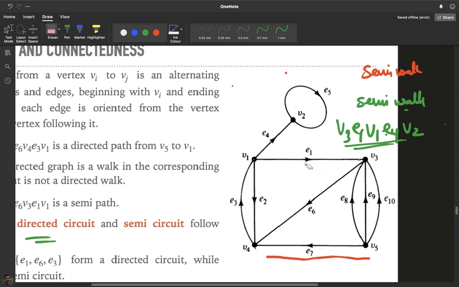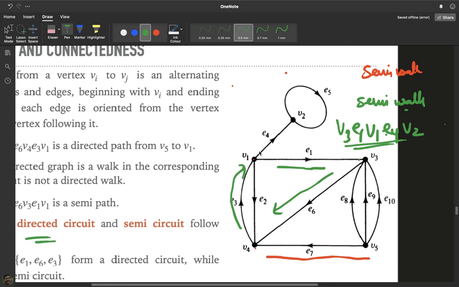Okay, look at these edges. I'm starting from E1, you go through E1, you come back at E6, and then you go back to E3. So this is actually a circuit now with no repeated edges. You start from V1, go through E1, reach V3, come back through E6 to V4, then go through E3 to V1. This follows the direction and you get a circuit, so this will be a directed circuit.